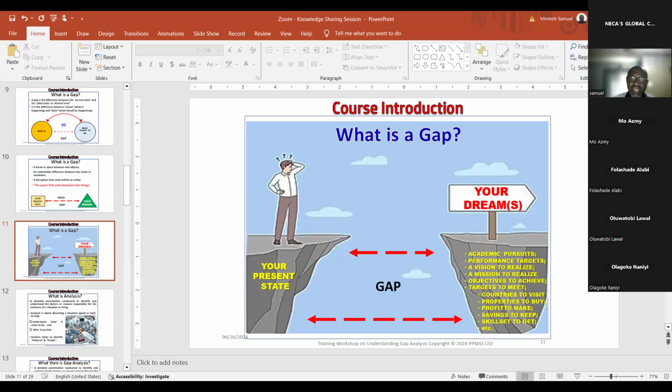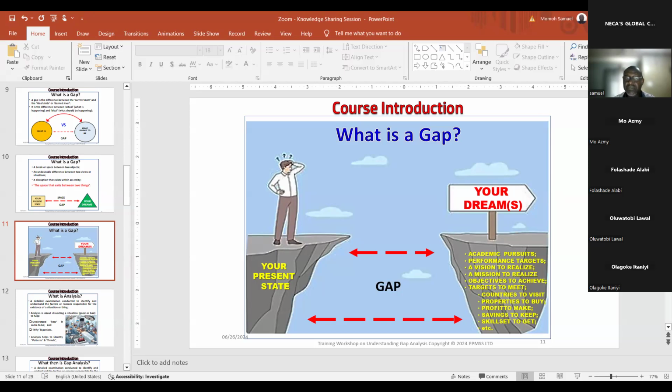So on one hand, you have an individual or an organization. And then on the other hand, you have his or her aspirations or the organization's goals. So you have academic pursuits. Your dreams could be academic pursuits, could be your performance targets, could be your vision as an organization which you want to realize, could be your mission, could be objectives, whether quality objectives, health and safety objectives, environmental objectives, marketing objectives, production objectives, whatever these objectives are that you intend to achieve is on the other end. Then we look at targets, KPIs, different parameters and criteria that have been used to define targets for you.